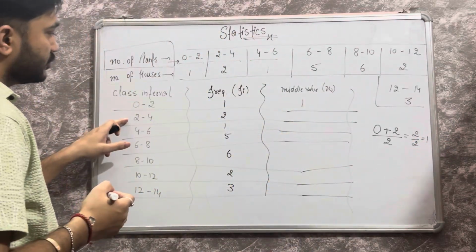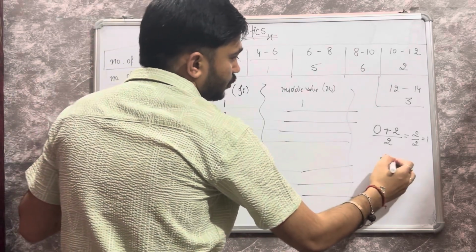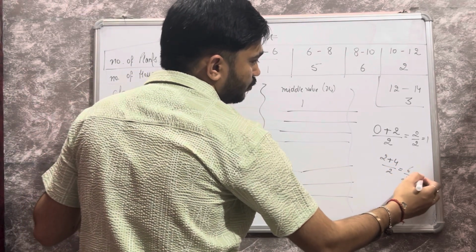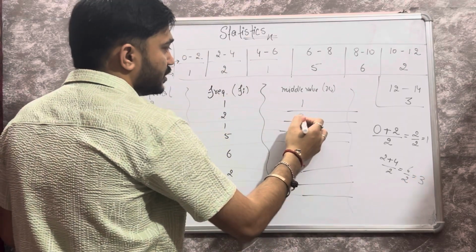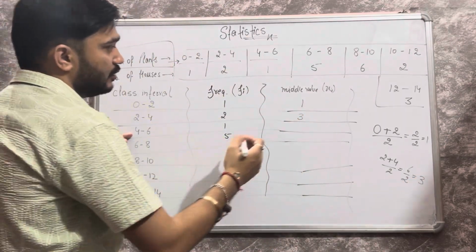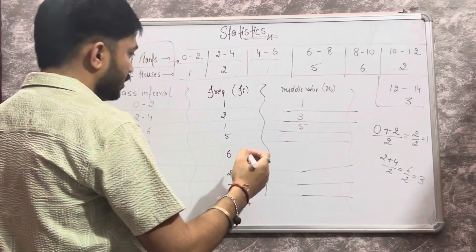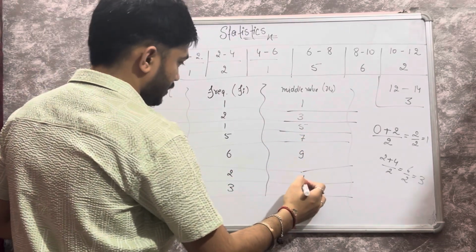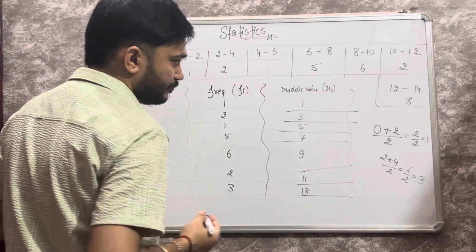Now do the same for the second as well. 2 plus 4 divided by 2, so 6 divided by 2 is equal to 3. It will be 3. Then again for the next ones, that is 5, 7, 9, 11 and 13.